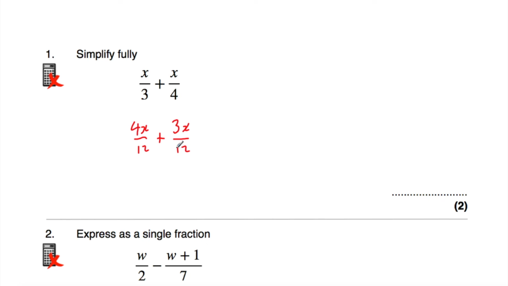Now, this is fantastic. We've now got two fractions with 12 on the denominator. So we've got 4x over 12 plus 3x over 12. To add fractions with the same denominator, we add the numerators. So 4x plus 3x is 7x. So that's going to be 7x over 12. And that's it. We've simplified fully x over 3 plus x over 4. The answer is 7x over 12. To do that, we just made both fractions have the same denominator, and then we just added them.